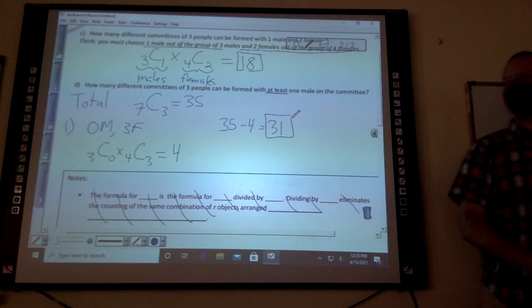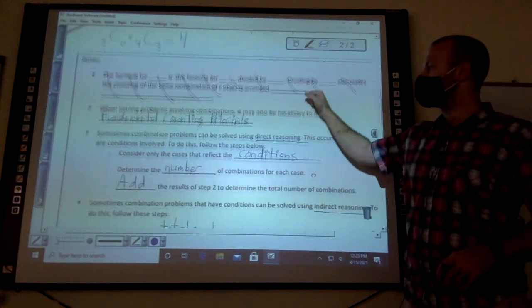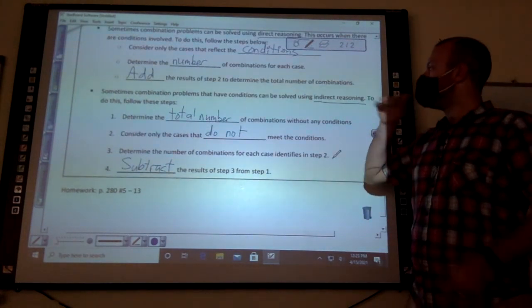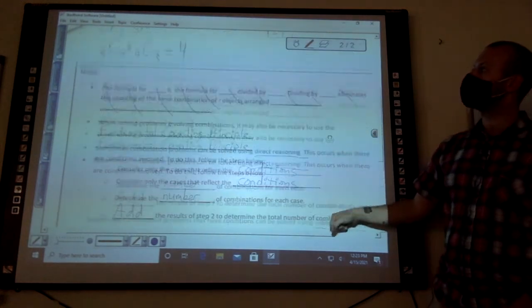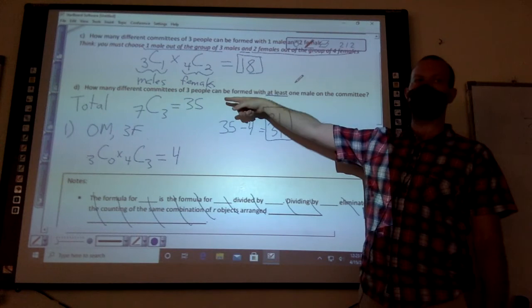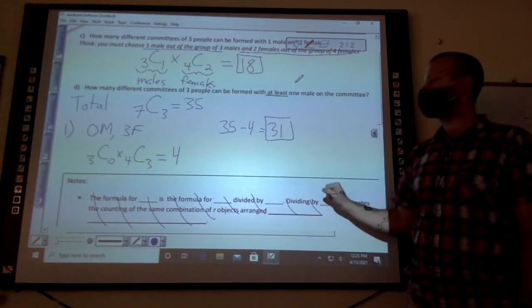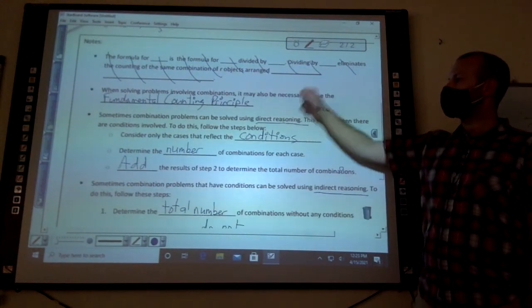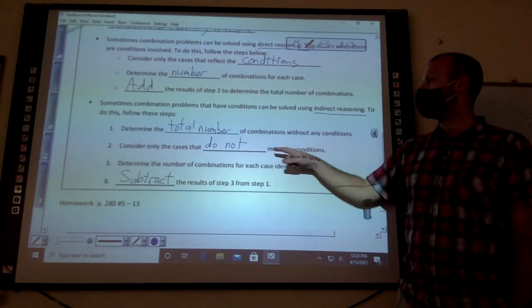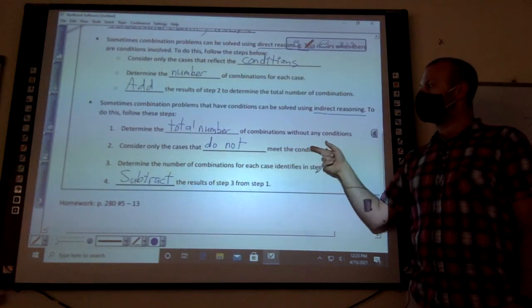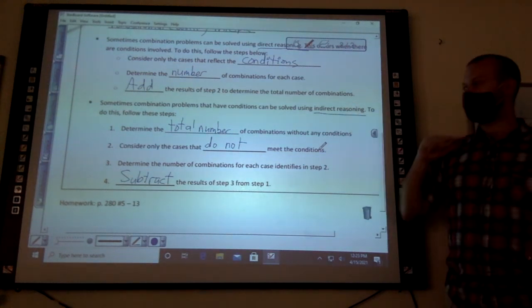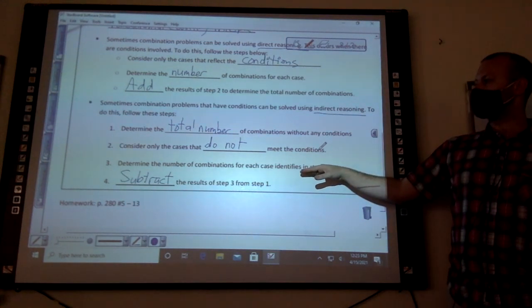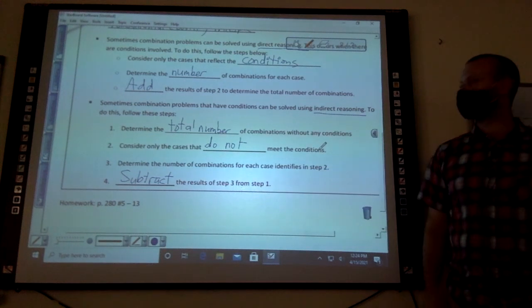So this is the other way. This is the one where we're doing indirectly. So indirectly, figure out the total number of combinations without any conditions. That was the 35. No restrictions. Consider the cases that do not meet the restrictions or conditions. So we found the negative case, find the number of combinations in that one, and then subtract.